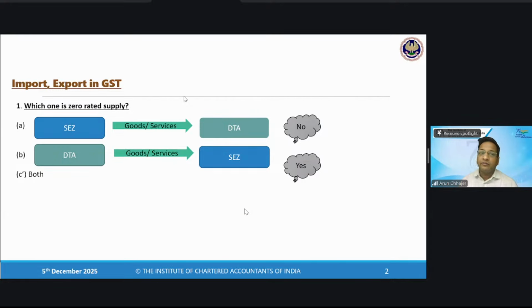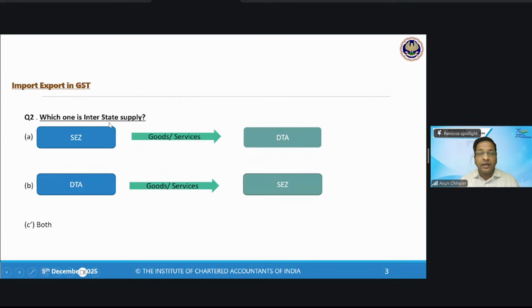Now tell me, which one is interstate supply? I'm asking the same question. Whether SEZ to the DTA is interstate, or DTA to SEZ is interstate, or both are interstate. The answer is both. Very correct.